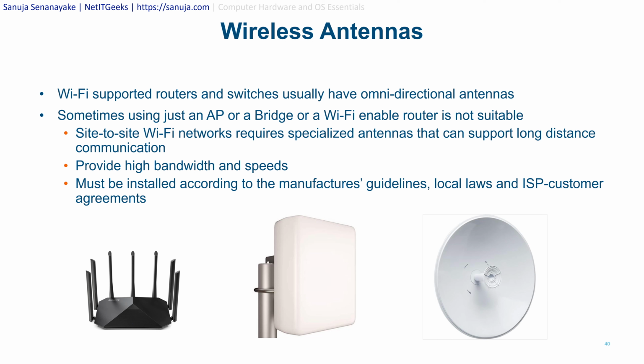So in that time, we may have to use site-to-site Wi-Fi networks that require specialized antennas that can support long distance communications. Those antennas provide high bandwidth and speeds and must be installed according to the manufacturer's guidelines, local laws, and ISP customer agreements. Those antennas are typically directional antennas because they allow site-to-site Wi-Fi networks, and they look like these.